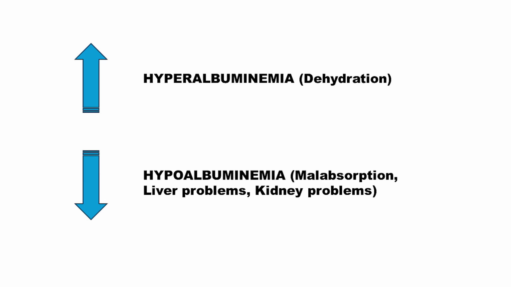The results can be interpreted as follows: hyperalbuminemia, normoalbuminemia, and hypoalbuminemia. Hyperalbuminemia, high results, can indicate dehydration or hemoconcentration. Normoalbuminemia is normal values. Hypoalbuminemia, low results, often points to malnutrition, liver diseases, and kidney disorders.